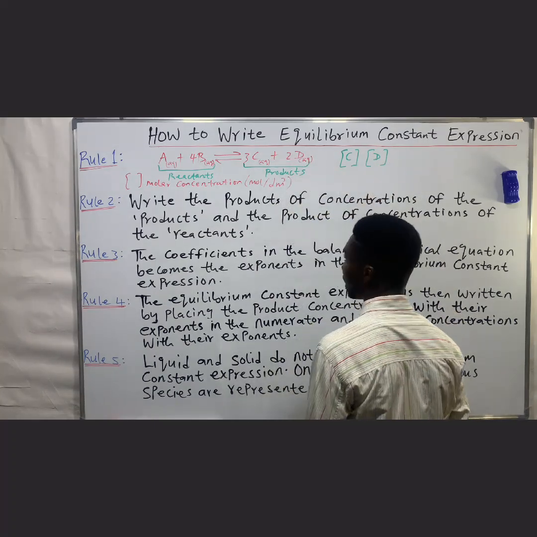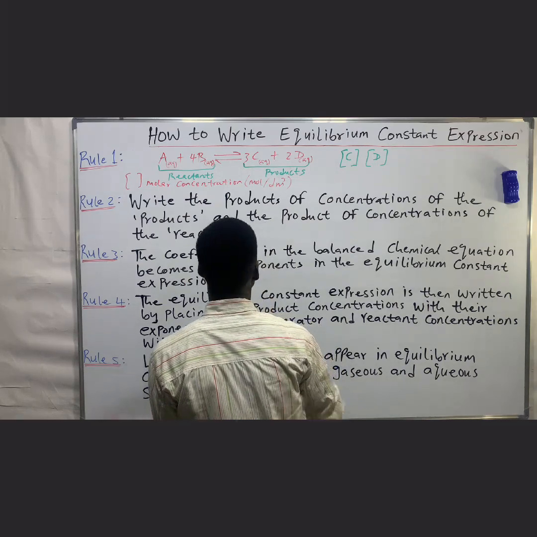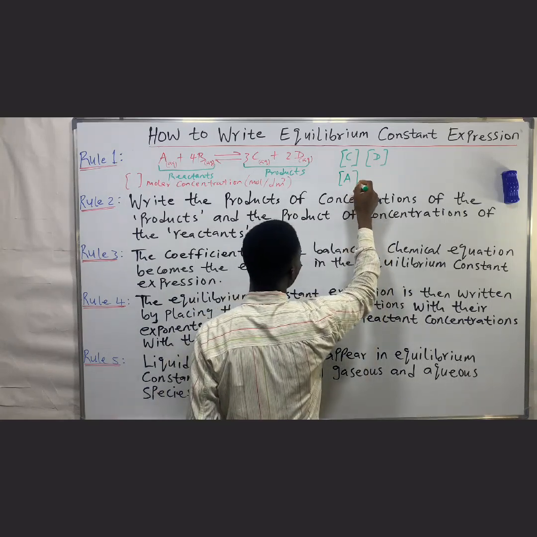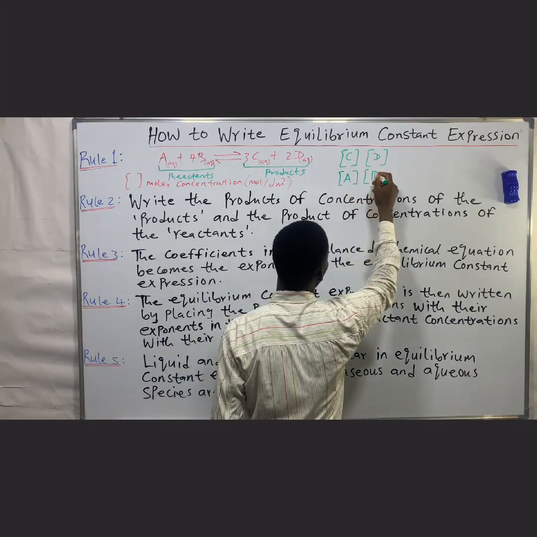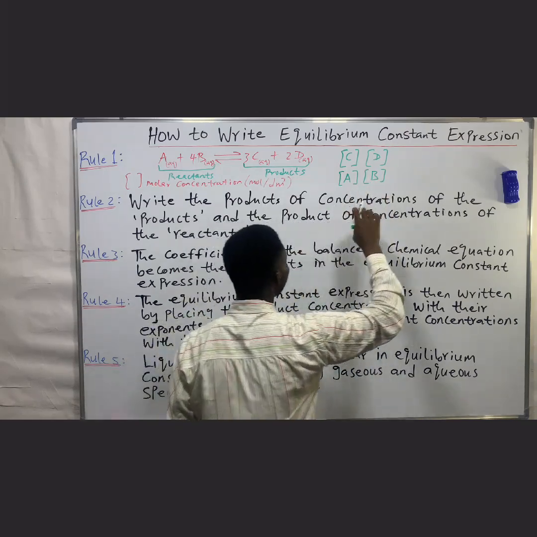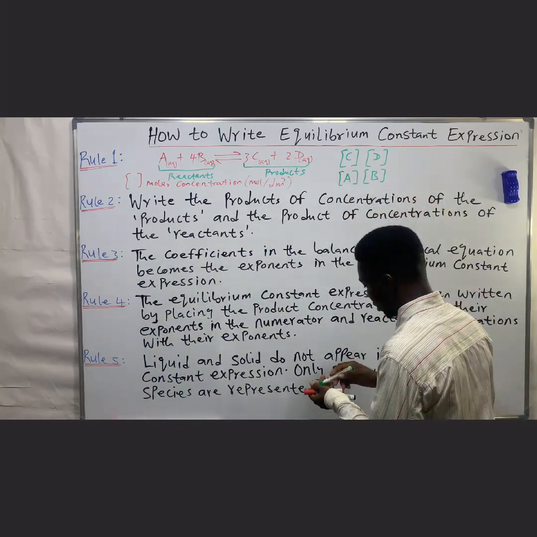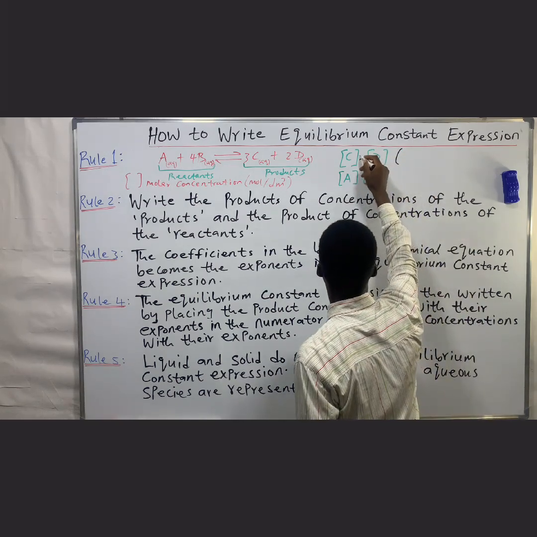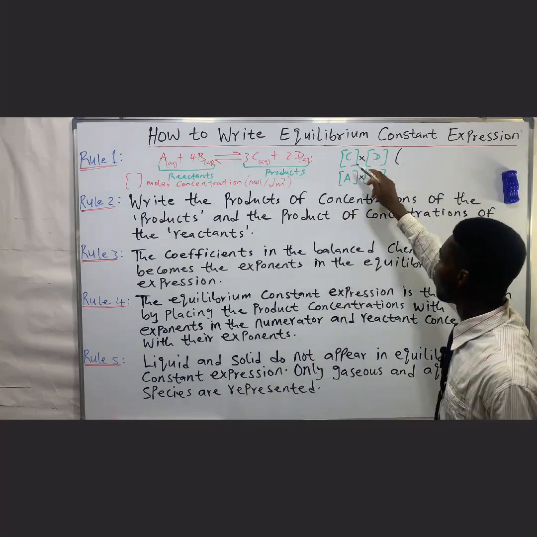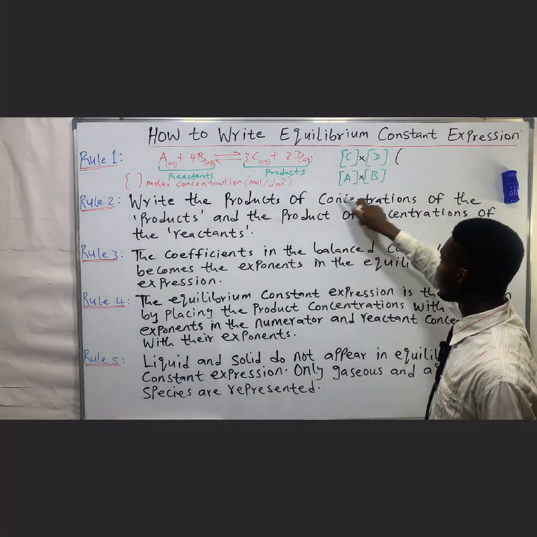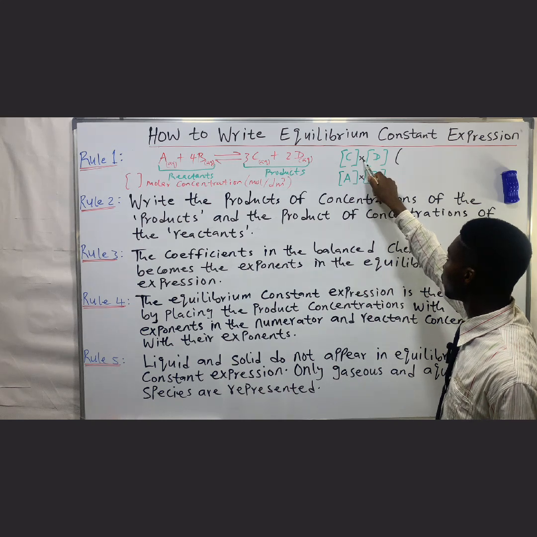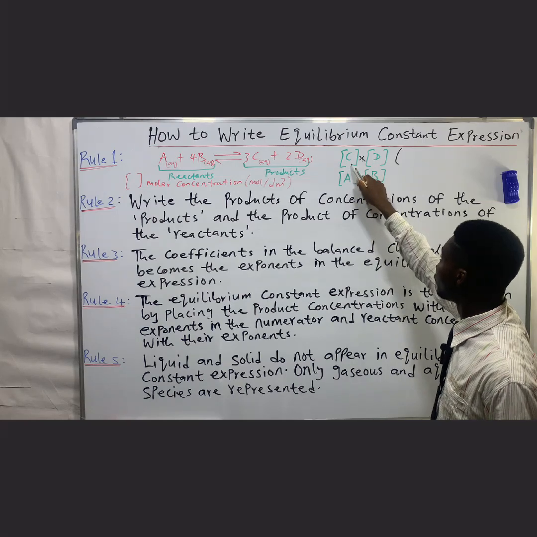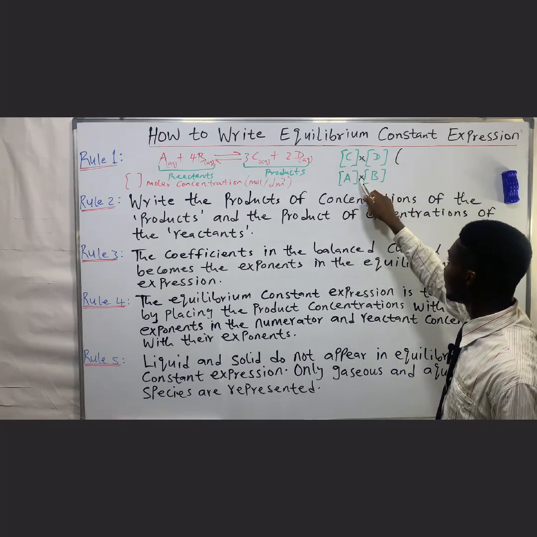Writing for that of the reactants, it's still the same thing. I will simply say concentration of A and concentration of B. You can see this is how I've written it. Multiplication is product, so this is the product of concentrations of the products.